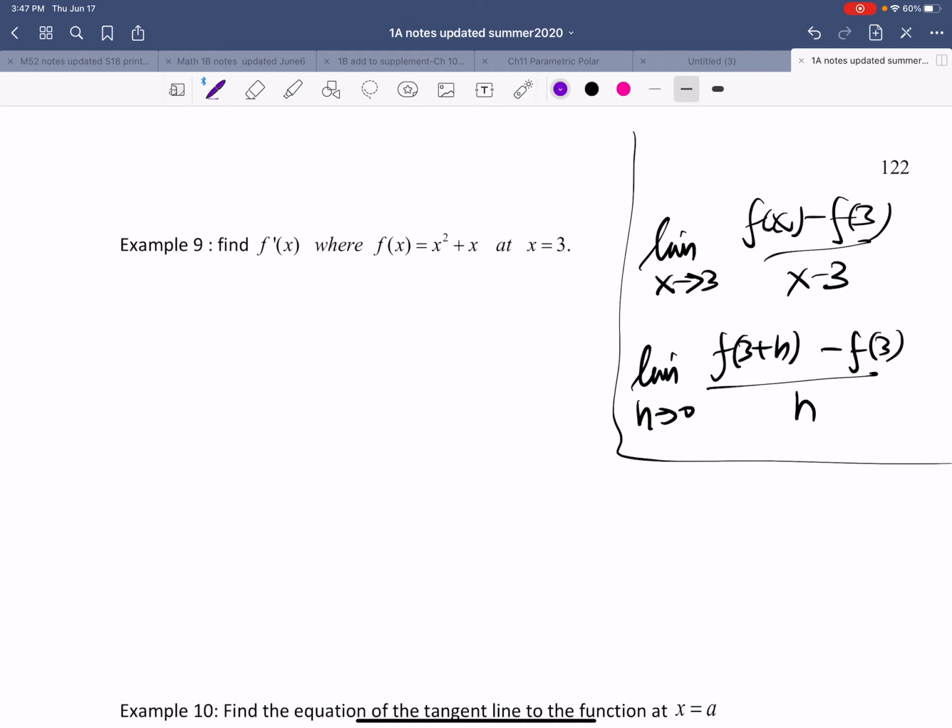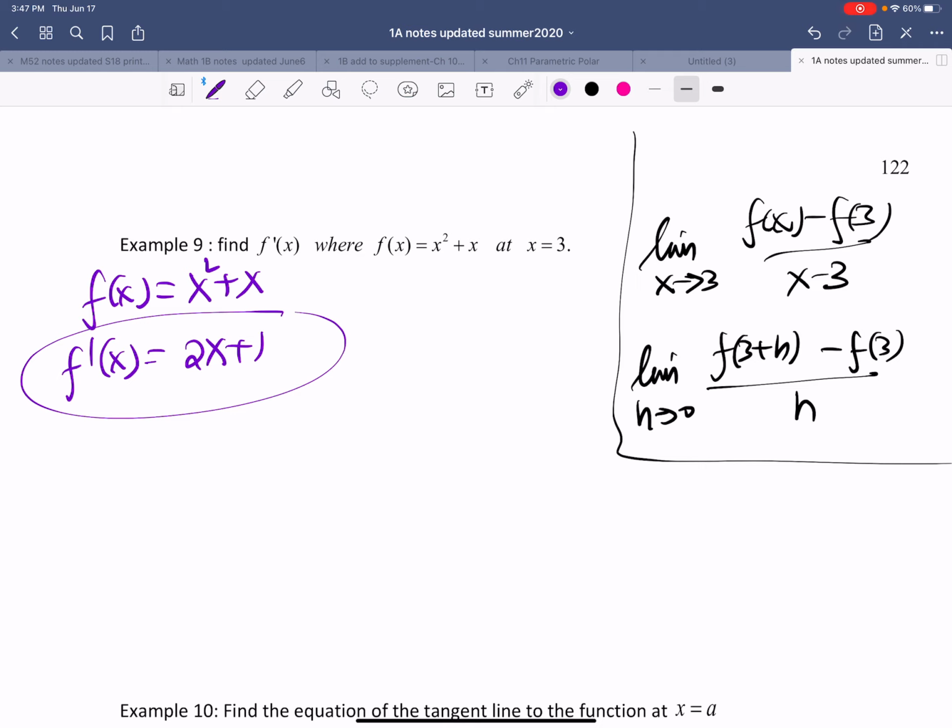So we're going to use the quick rules we just learned. F of x is x squared plus x, then f prime of x would be 2x plus 1. And now we know the general derivative. We can find it at any value of x. We're looking at x equals 3, so we're going to replace every single x by 3. 2 times 3 plus 1, that is going to be f prime of 3 is going to be 7.